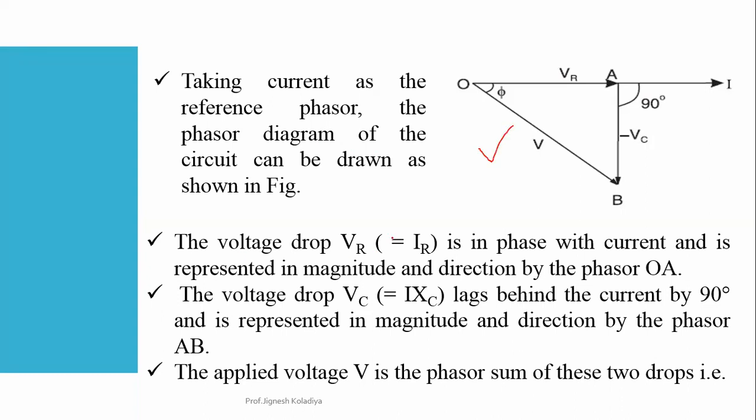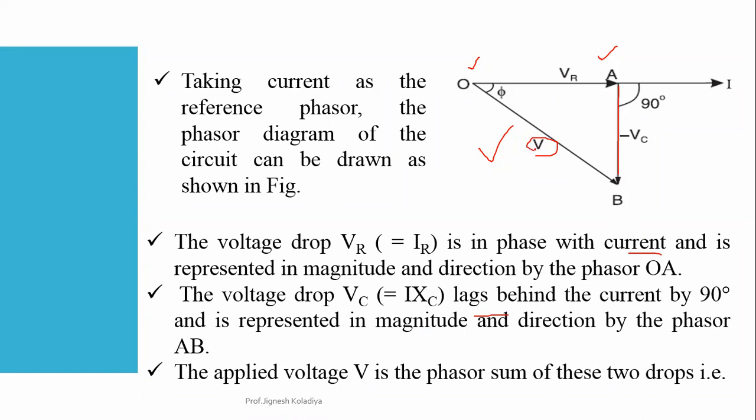So voltage drop VR is equal to IR, is in phase with current, and is represented by magnitude and direction by phasor OA. Similarly, voltage drop VC lags behind current by 90 degrees. This is represented by phasor AB, and applied voltage is the phasor sum of these two drops, and that is our V.